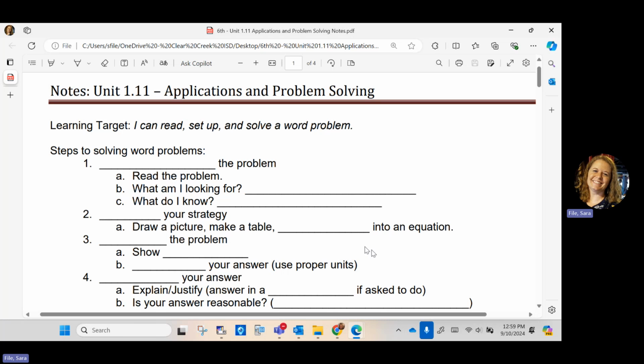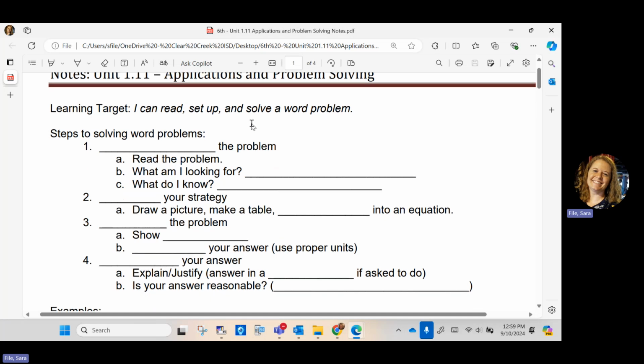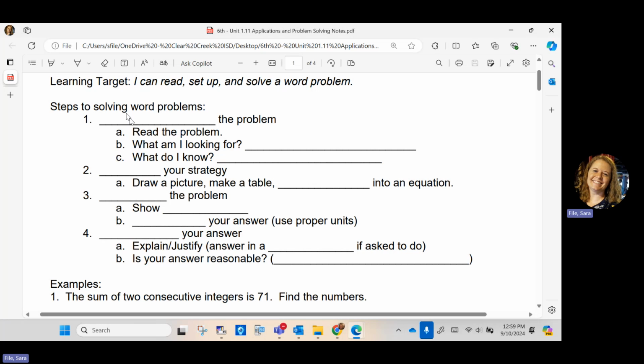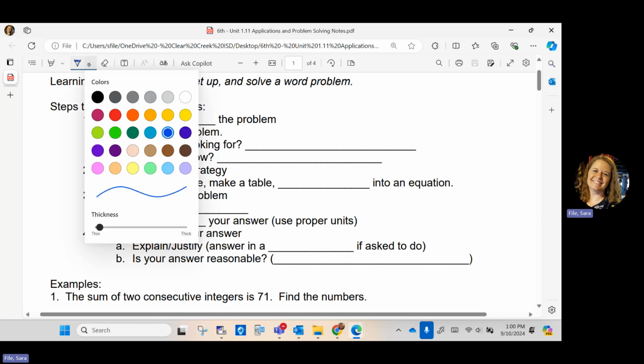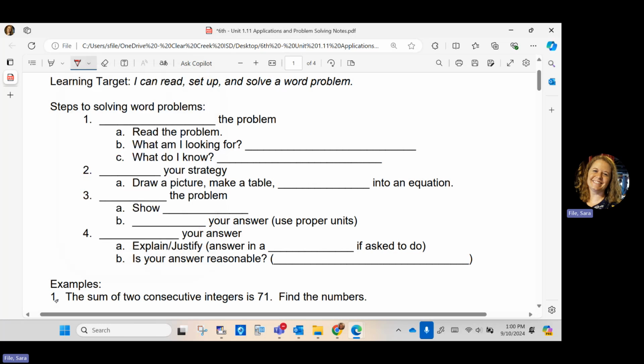All right, so this is just a guide for steps to solving a word problem, because that's our goal today, is to be able to read, set up, and solve word problems. Okay, this is not necessarily something that all of you are going to do every single step of every single problem. Okay, but it is a good strategy to help break the process down.